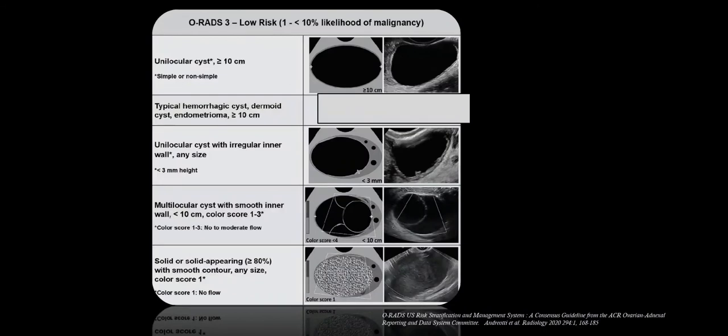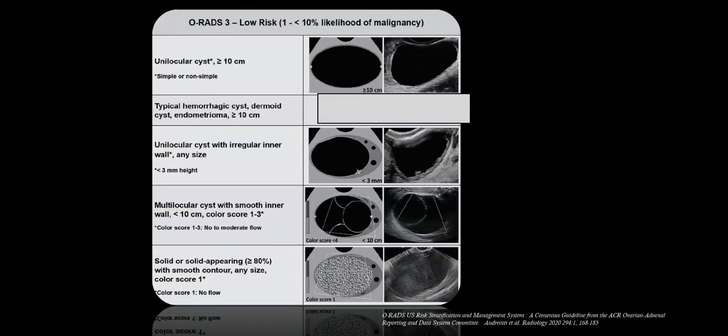Next, we can have O-RADS 3, that is the low risk, which is 1 to 10% likelihood of malignancy. In this, you can have the unilocular cyst, which is more than 10 centimeters, or the classical descriptors like the hemorrhagic cyst, dermoid cyst, endometrioma, but all of them above 10 centimeters, they fall into O-RADS 3. Then you can have the unilocular cyst with irregular inner margin of any size falls into the O-RADS 3 category. This irregular margin means again less than 3 millimeter in size.